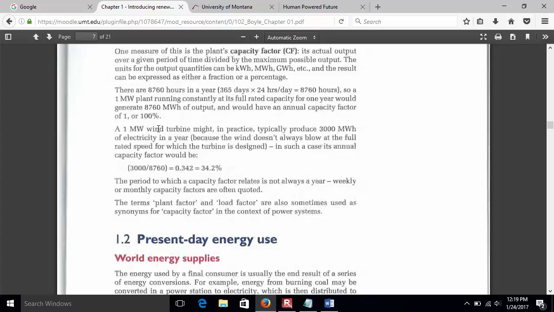Okay. Well, that is about it. We covered 1.1, covered efficiency, covered force, energy, and power. This last little thing here, capacity factor, just means what chunk of time the thing is running.